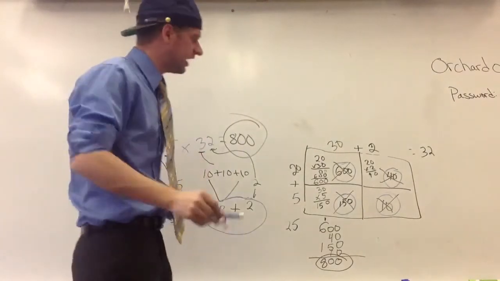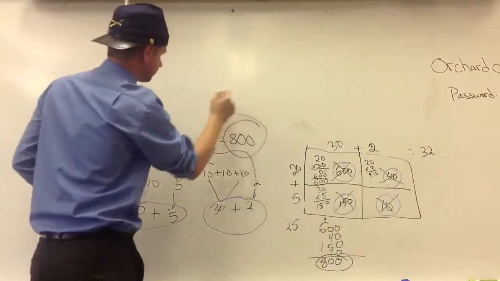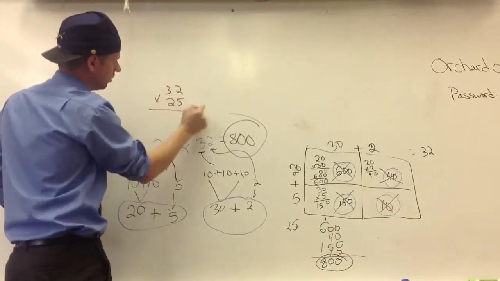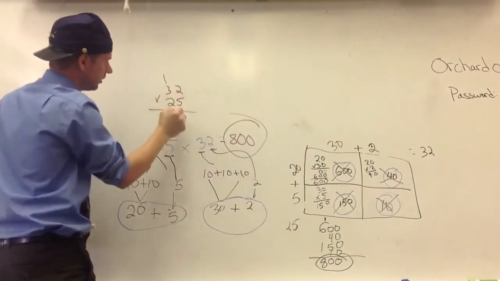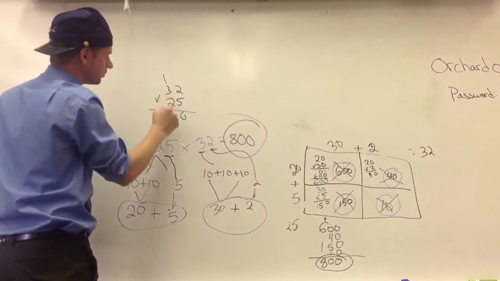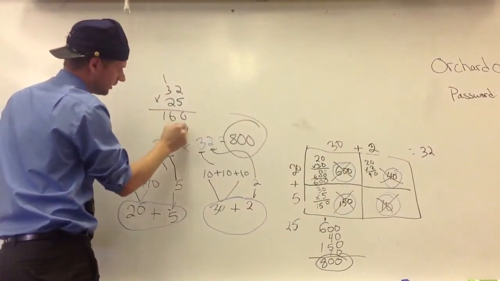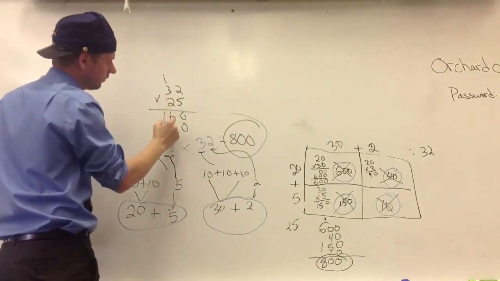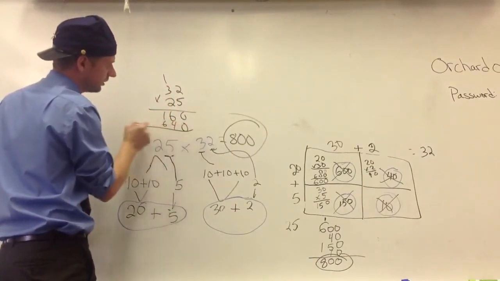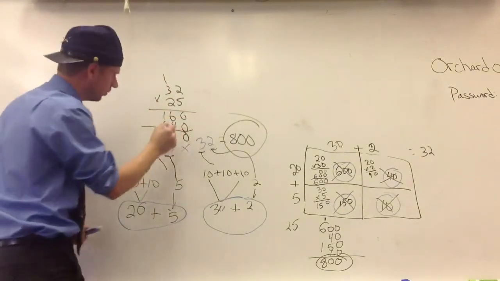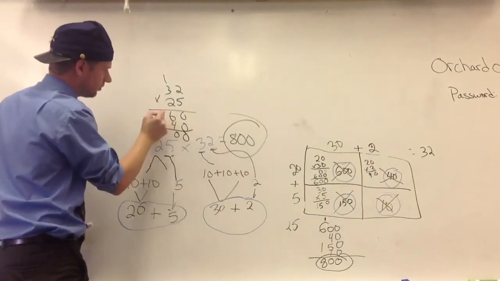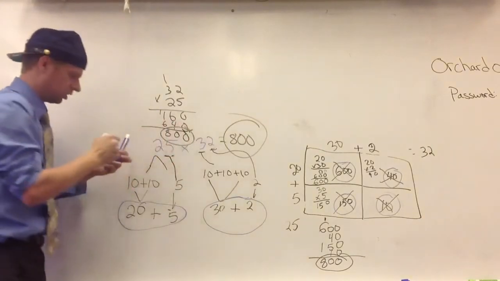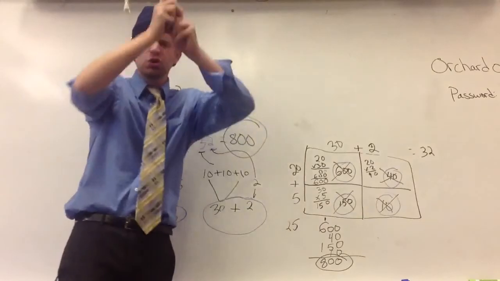Now it's time to check this using the algorithm way. So I'm going to go 25 times 32. 5 times 2 is 10. Carry my 1. 5 times 3 is 15. Plus 1 is 16. My space saver to represent that this is 20 that I'm multiplying now, not just 2. 2 times 2 is 4. 2 times 3 is 6. Now it's time to add these together. 0 plus 0 is 0. 6 plus 4 is 10. Write my 0, carry my 1. 1 plus 1 is 2. 2 plus 6 is 8. 800. We know math.